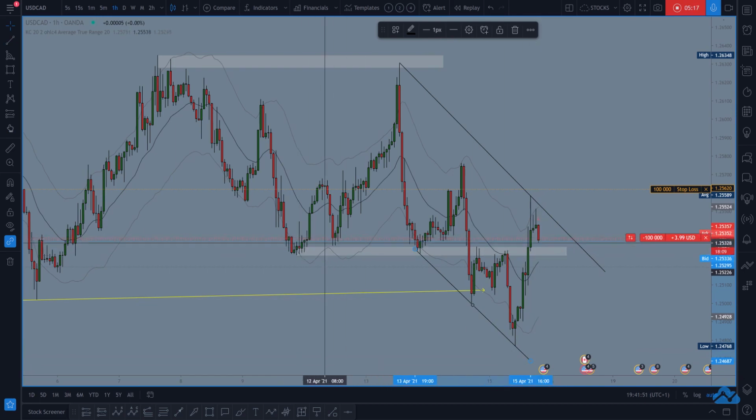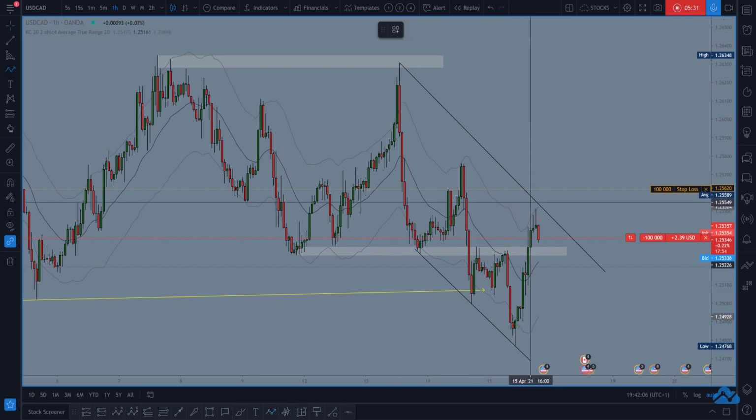The only problem here is that this support level. So what you can do is either short it now and have your stop loss up there, or you can wait for it to do this. What if it goes through it, comes back to it, test it here, then you can go short here and target these levels. So that's the idea on USD CAD sell setup.